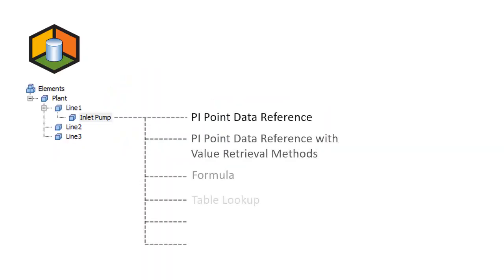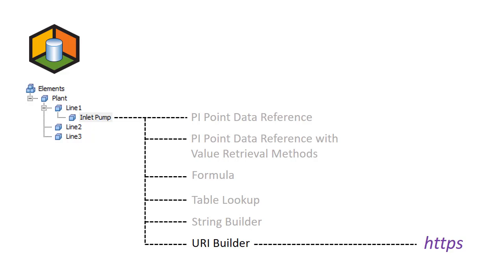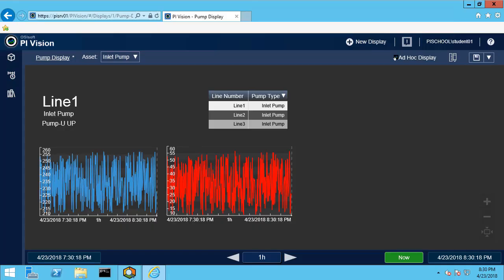We've already gone through multiple examples of using data reference types to link various items to attributes. Let's go through the final example of using URI Builder, often used for creating links to element-specific PyVision displays. Here we have a line one inlet pump display that we've created.